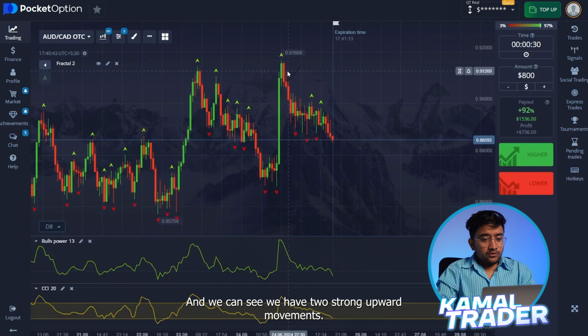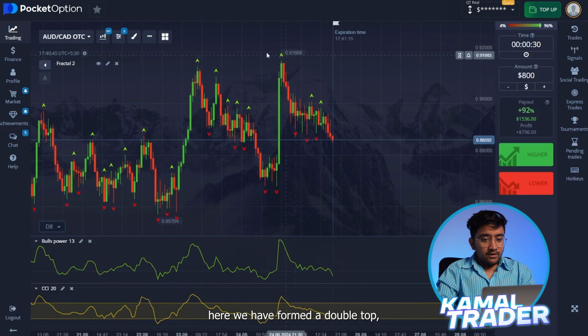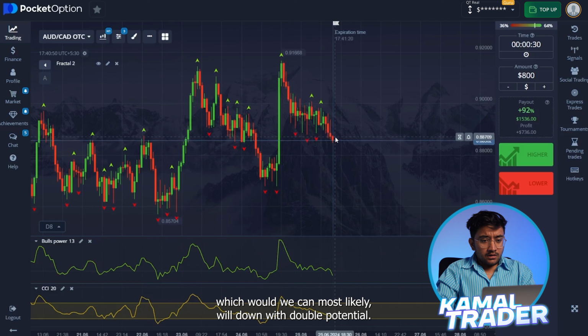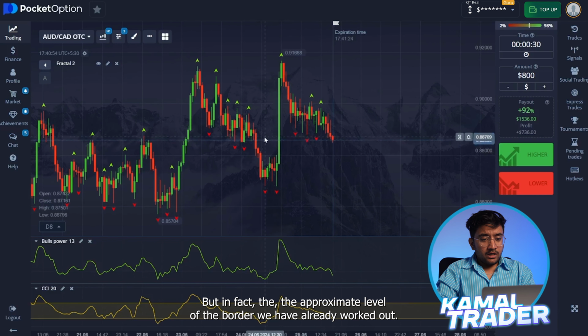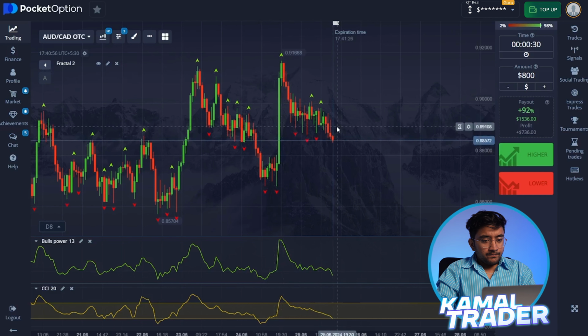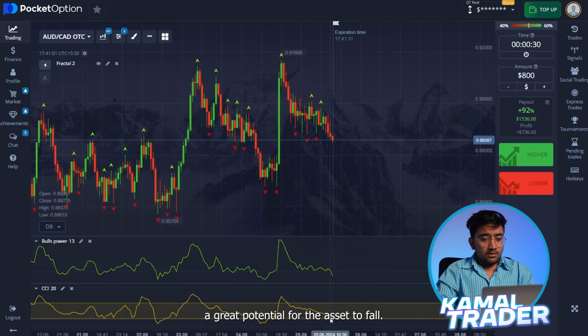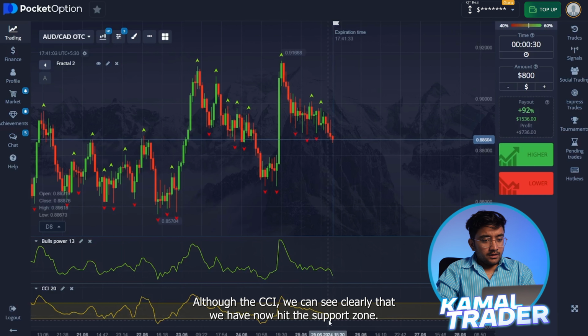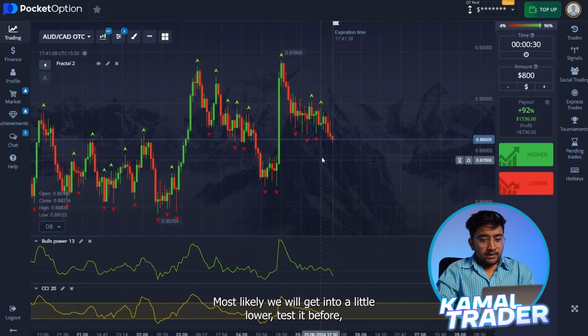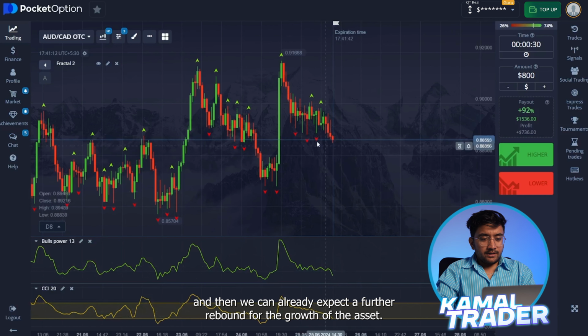And we can see we have two strong upward movements. Here we have formed a double top, which we can most likely work down with double potential. But in fact, the approximate level of the border we have already worked out. Nevertheless, there is still great potential for the asset to fall. Although on the CCI we can see clearly that we have now hit the support zone. Most likely we will go a little lower to test it, and then we can expect a further rebound with the growth of the asset.